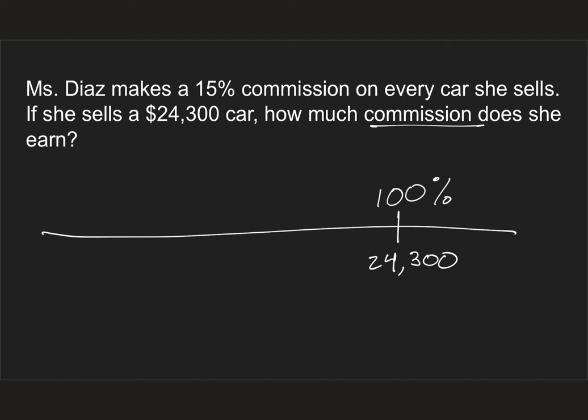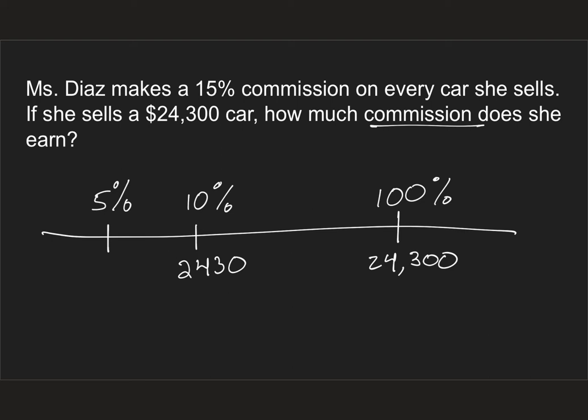$24,300. Divide that by 10, that's 10%. 2,430. Yeah, we can just take off a 0. And now we want to find 15%. We could find 1%, because if you can find one thing, you can find anything. Hooray. But I'm going to say let's find 5%, because 5 is half of 10.